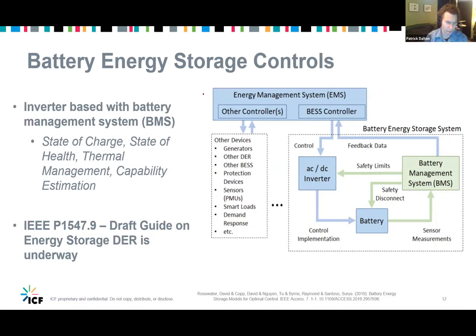And there is a draft guide through IEEE that's currently being developed, and it's expected to help clarify a number of aspects of DER integration related to storage, whereas the base standard, IEEE 1547-2018, just didn't get into many details about storage.